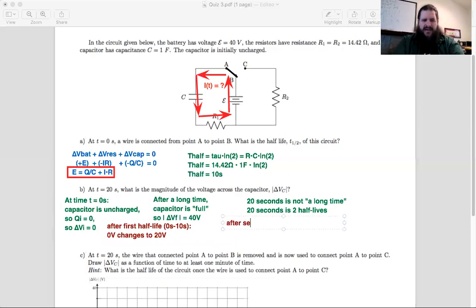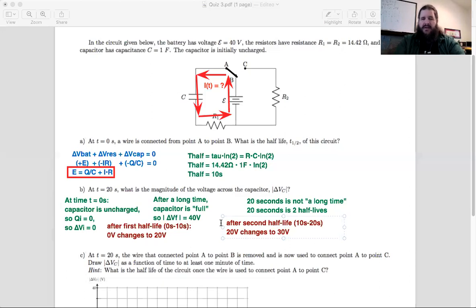So after the second half-life, which would be 10 seconds to 20 seconds, 20 volts changes to what would be from there halfway to the asymptote? 30 volts. Right. And then after one more half-life, we go halfway from 30 to 40, so we get to 35. Then halfway more will be 37.5. And we just keep going halfway towards the asymptote from wherever we are now.